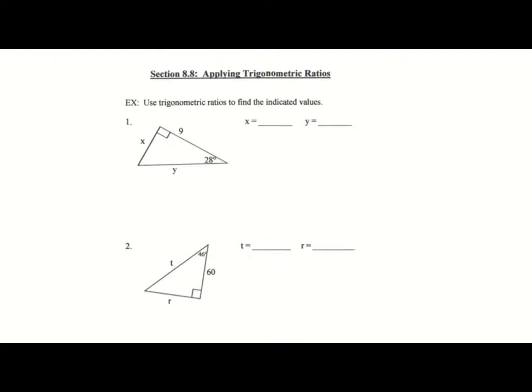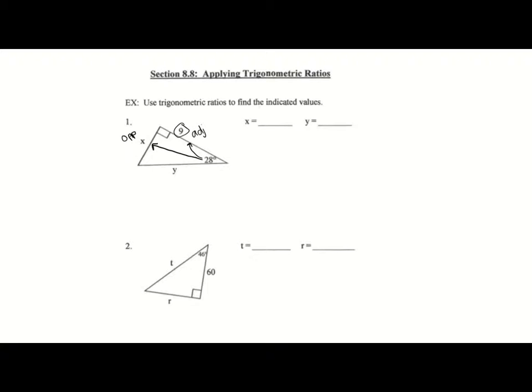In our last section of this chapter, section 8.8, we are going to apply trig ratios. So we have 4 examples we're going to go through. Our first one says to use trig ratios to find the indicated values, x and y. So if we look at x, we have 28 degrees straight across, so in this case x is our opposite. And we want to use the other value that we know. We only want one unknown, so that makes this 9 the adjacent.